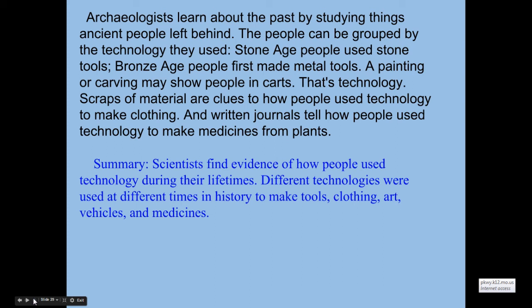If I was going to summarize this paragraph in one word, I would say it's about history. Two keywords, and I'd say it's the history of technology. Their summary says, scientists find evidence of how people used technology during their lifetimes. Different technologies were used at different times in history to make tools, clothes, art, vehicles, and medicines. You'll notice they talked about technology in different periods of history, and they broke it down to 5 categories: tools, clothes, art, vehicles, and medicine. Those are the high points from the paragraph.